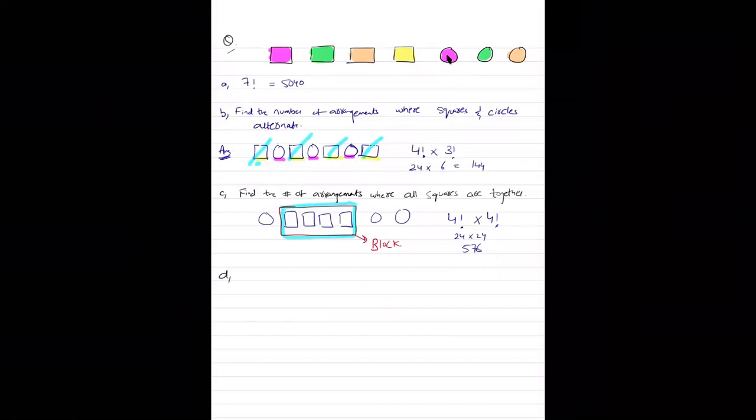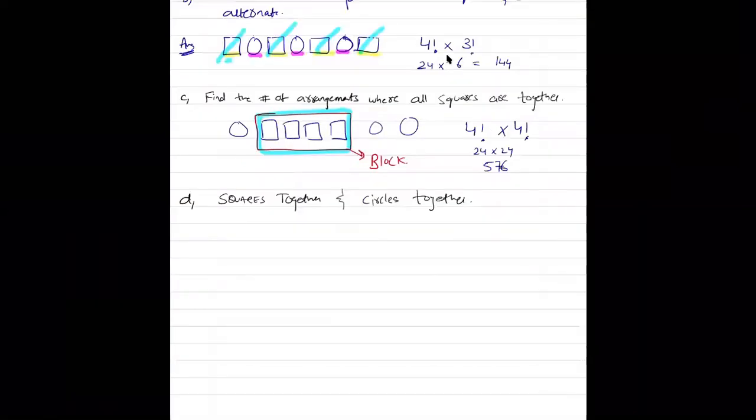Now, if I ask you to find the number of arrangements where the squares are together and the circles are together, I'm not writing the entire question, squares together and circles together. So, how many blocks would you have now? You want all the squares to be together and all the circles to be together. There are going to be 2 blocks.